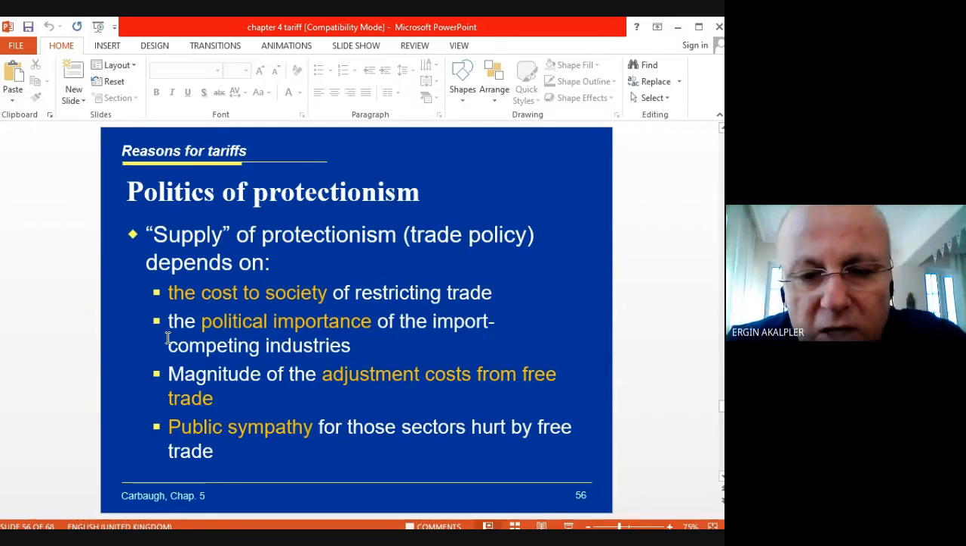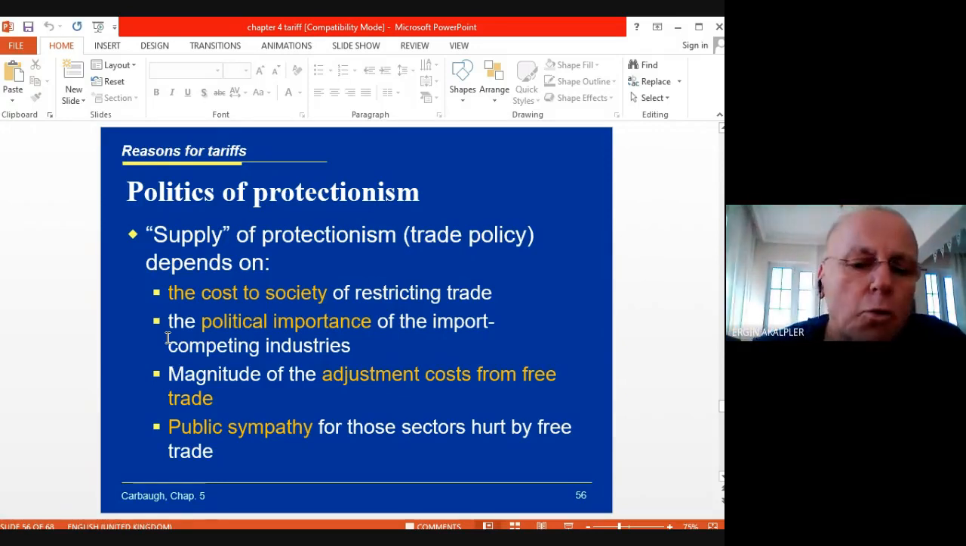And the magnitude of the adjustment cost to free trade is also another problem because in every market, especially in the developed world, the wages are very high and they are not able to adjust to the lower-wage markets, especially China, Mexico, and some other South Asian markets. The wages are very cheap and very low. Therefore, they are not able to compete and create some challenging power in this international market. And this is then another aspect that creates some problems for the economy.